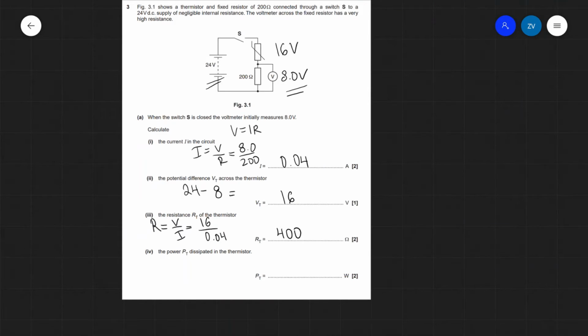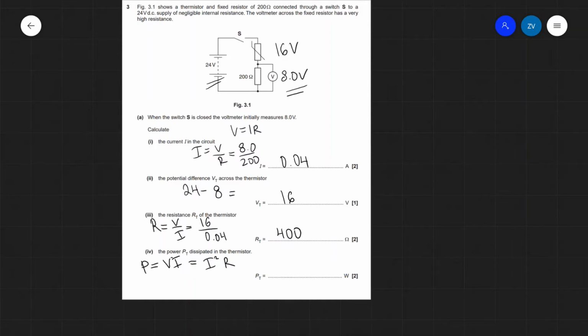For the next part, part 4, we need to calculate the power that's been dissipated in the thermistor. Well, we know the current through the thermistor, we also know the voltage, we know its resistance, so we could use multiple methods to do that. So for instance, power is VI, and we know that V is equal to IR, so this means that the power will be equal to I squared multiplied by R. This is a formula that's actually given in your formula booklet as well.